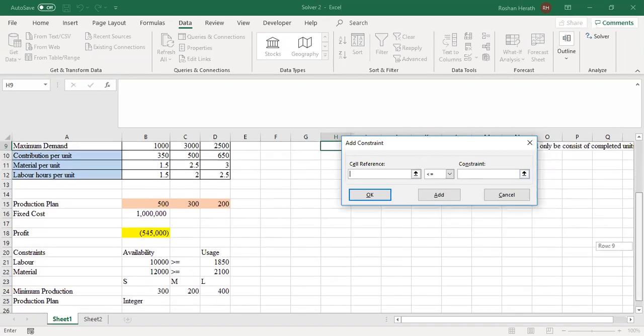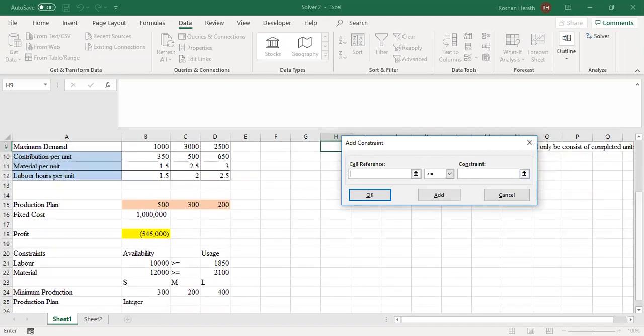So accordingly, if I start with the labor, it's like 10,000 availability. It is my constraint. So therefore, I might take this usage to the cell reference. So this is my usage. It should be less than or equal to the availability. So you need to logically establish that, right? Then you can simply add it. So now it's been added.